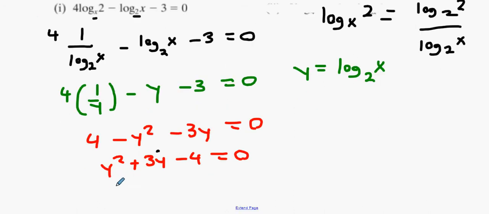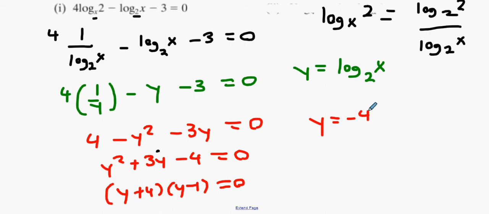We'll then end up with what? Y plus 4 and y minus 1 equals 0. And then what are our two answers? Y equals minus 4 and y equals 1. Right? Were you asked to solve an equation for y, or were you asked to solve an equation for x? Which one was it? X. So I haven't done what I was told to do, have I?